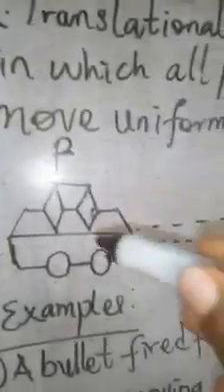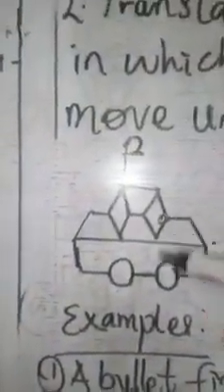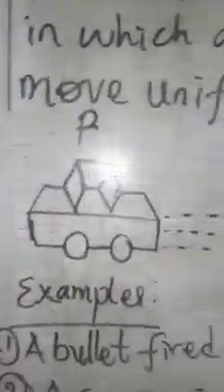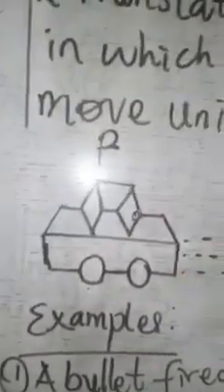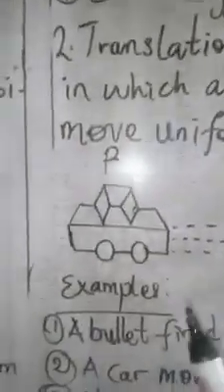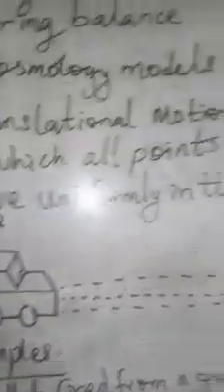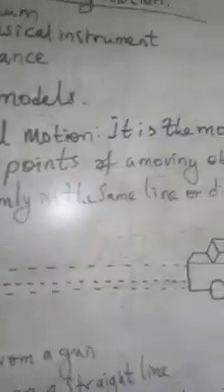You can imagine if a car is to turn at a roundabout, the steering at the front will be facing the other side, as in a round motion. But this is not a round one, it is translational motion. So that is translational motion: the movement of an object in a way that all the points of that moving object move uniformly in the same line or direction. That is called translational motion.